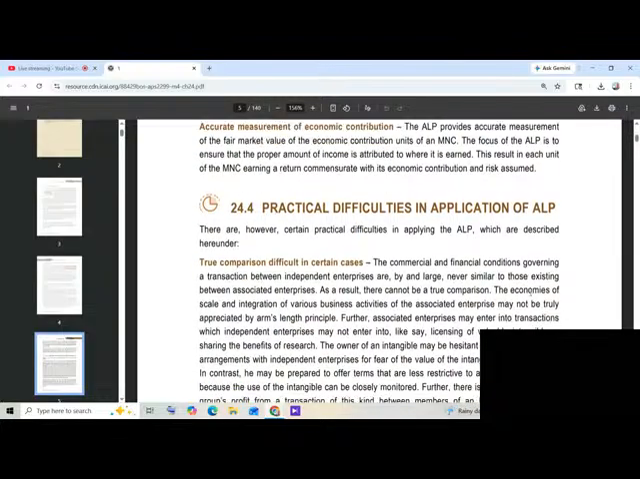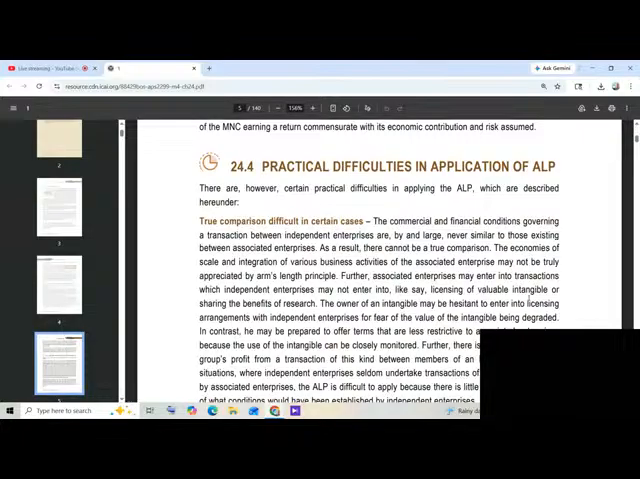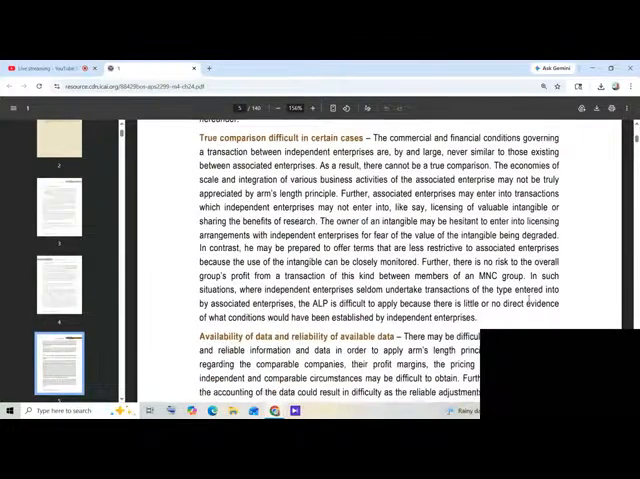Next, we move on to the topic of practical difficulties in application of the arm's length principle. First, true comparison is difficult in certain cases. The commercial and financial conditions governing a transaction between independent enterprises are by and large never similar to those existing between associated enterprises. As a result, there cannot be a true comparison.